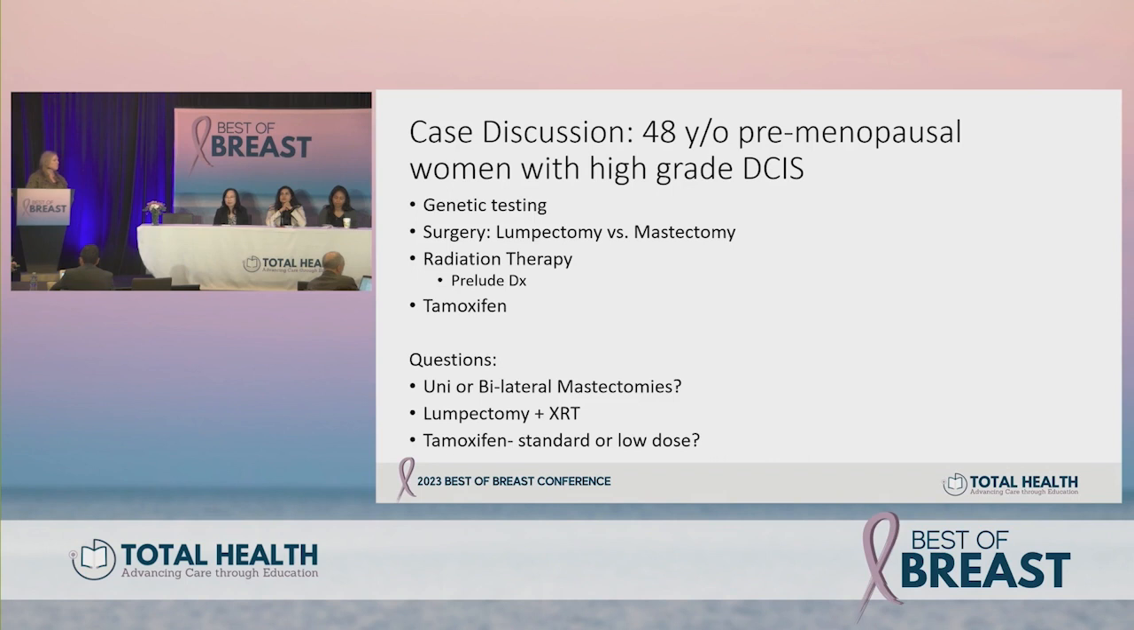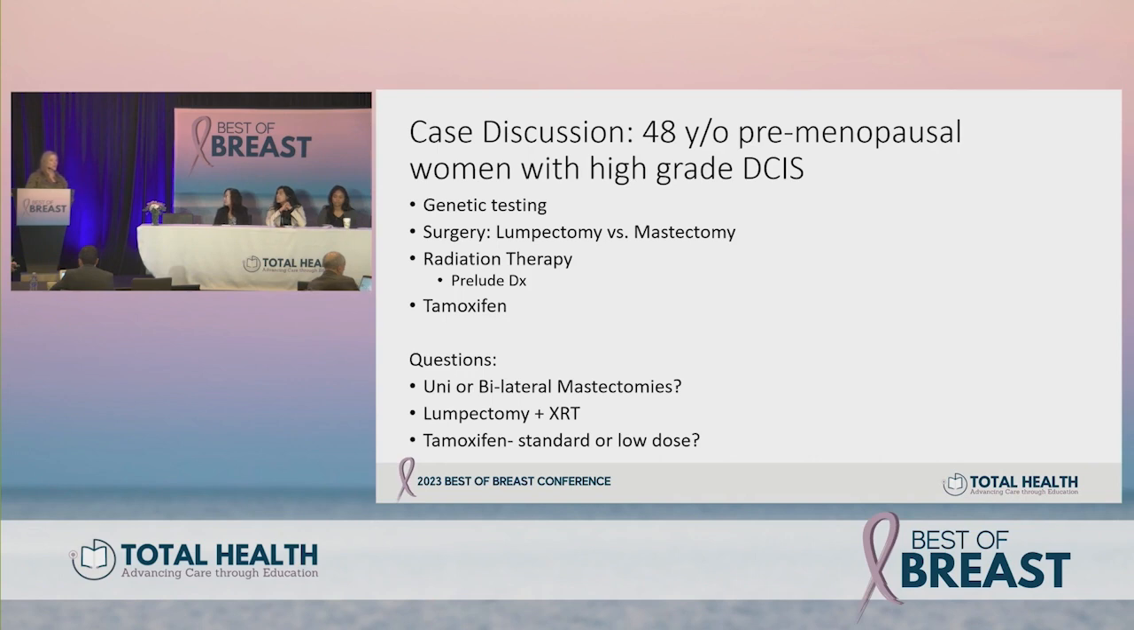But lumpectomy followed by radiation is just as good, with excellent control and prevention of recurrences. So if the DCIS is ER positive, we do recommend adjuvant tamoxifen as well, especially in a young woman with the contralateral breast still intact.